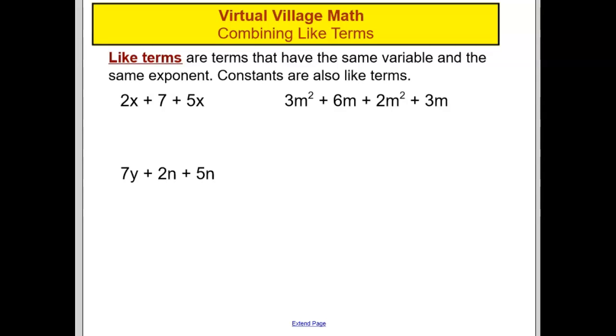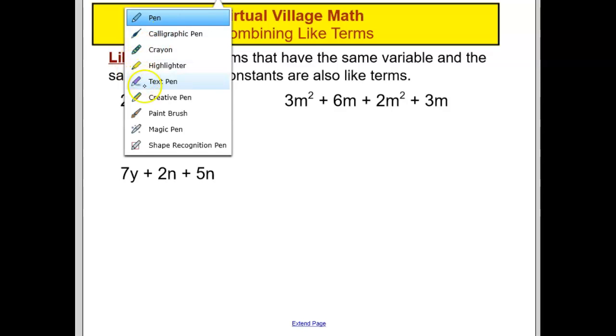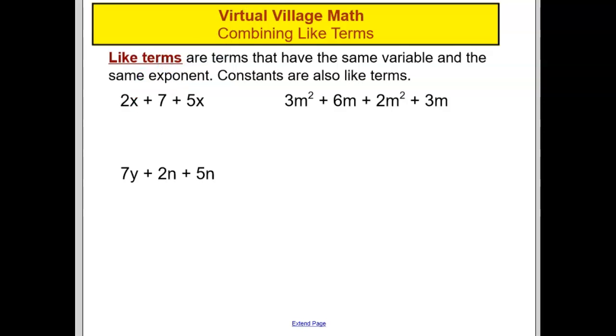In this video, you'll see how to combine like terms to simplify expressions. Like terms are terms that have the same variable and the same exponent. And constants are also like terms. So let's take a look at this first expression here. I have 2x plus 7 plus 5x.